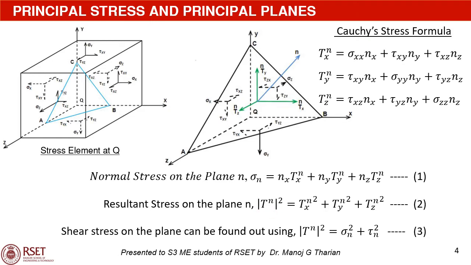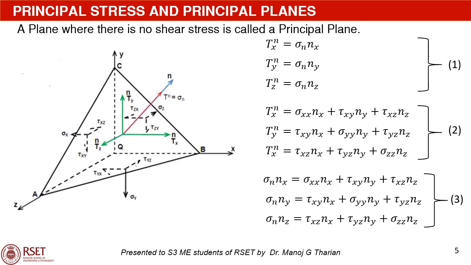Once Tn is known and sigma n is known, the value of the shear stress on plane n can be found out using expression 3 by substituting for Tn and sigma n. This is how we find out the normal stress and shear stress on an arbitrarily oriented plane using the Cauchy's stress formula. A principal plane is defined as a plane where there is no shear stress.